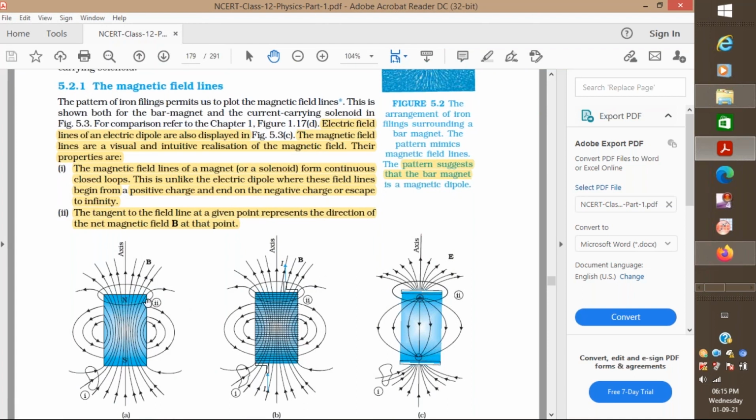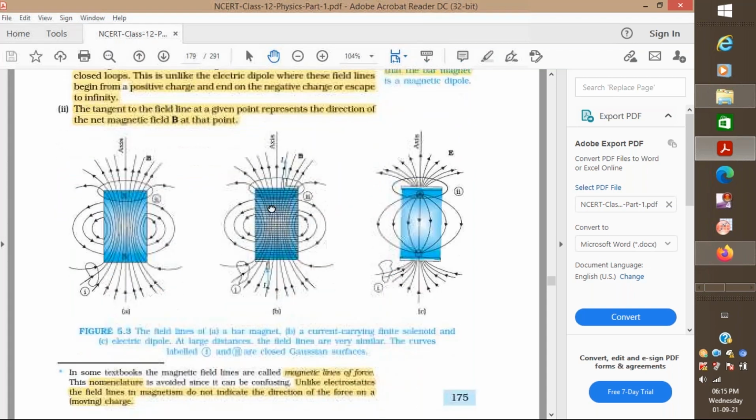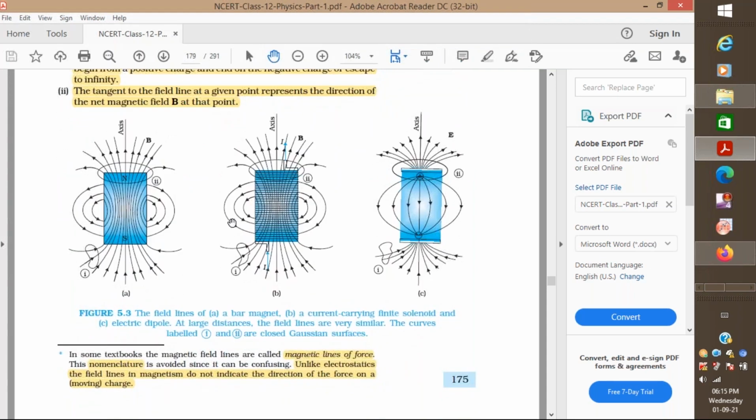This pattern represents the magnetic field lines. Very similar to the electric field lines you learned in electrostatics, magnetic field lines are the arrowhead lines used to represent the magnetic field, its strength and its direction.